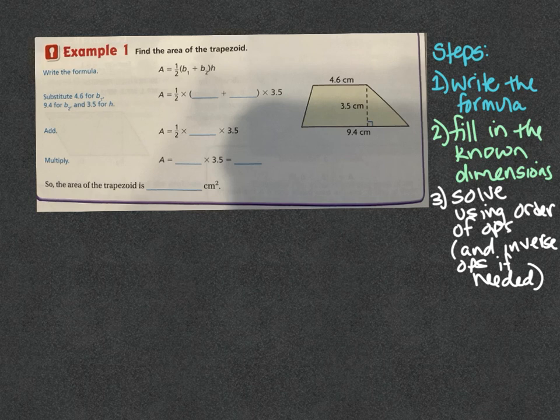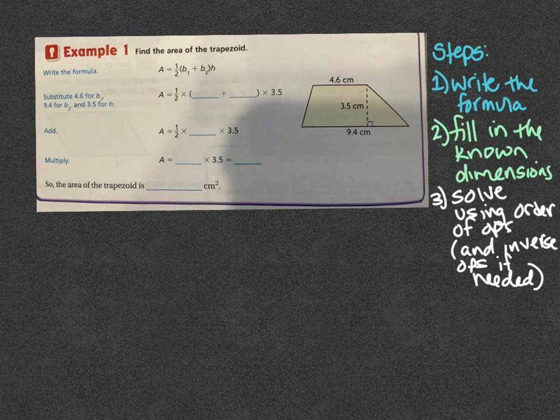Okay, let's have a look at another one. Again, the steps to solve the area of a trapezoid. Write the formula down, fill in the known dimensions, and then solve using order of operations and, if necessary, inverse operations if you need to isolate a variable. So step 1 has been done for us. Here is our formula. A equals 1/2 times the sum of base 1 plus base 2, also times the height.